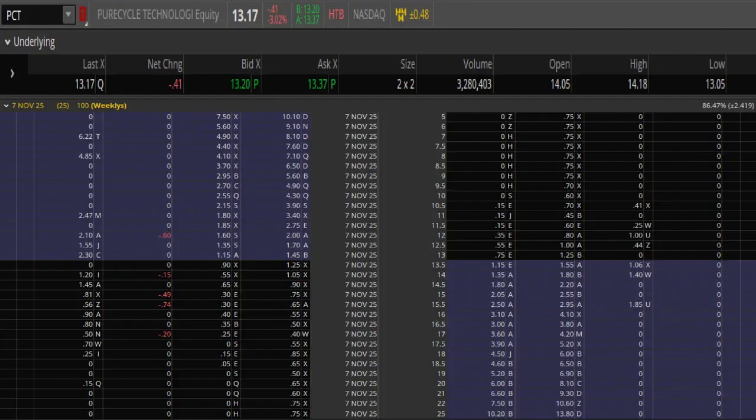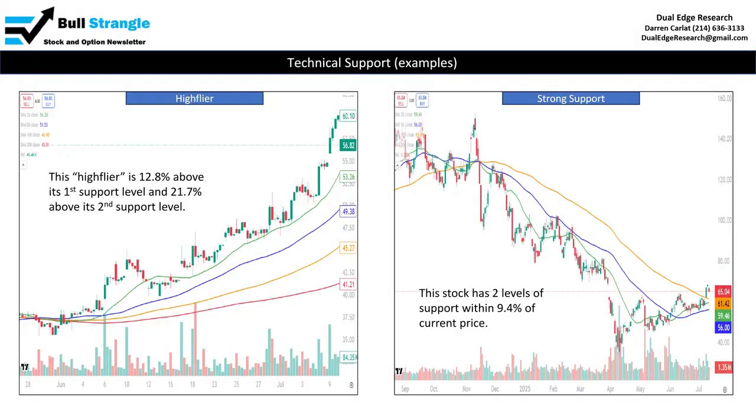At the same time, stocks with wide bid-ask spreads are eliminated, since illiquid options can distort pricing and make execution inefficient. By filtering for high-quality liquid options that deliver robust income potential, the strategy maintains its focus on consistency, efficiency, and disciplined risk. The Bull Strangle thrives on consistency, not speculation.